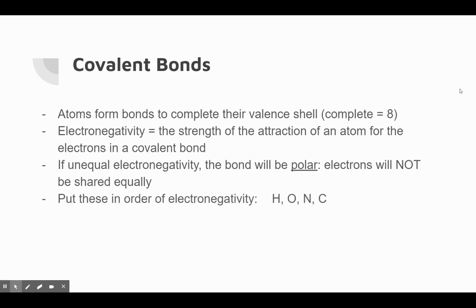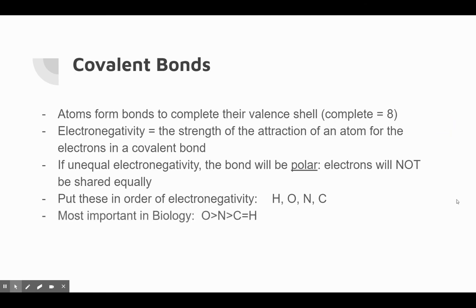In biology, the most important atoms that you need to know about in terms of electronegativity are hydrogen, oxygen, nitrogen, and carbon. Those are some of the most common atoms in living organisms. And many of the biomolecules that we'll talk about in this class are made predominantly of those four elements. And so the electronegativities of those four are kind of the most important ones to remember.